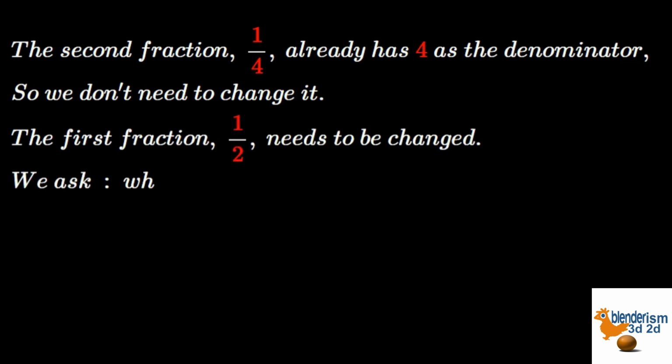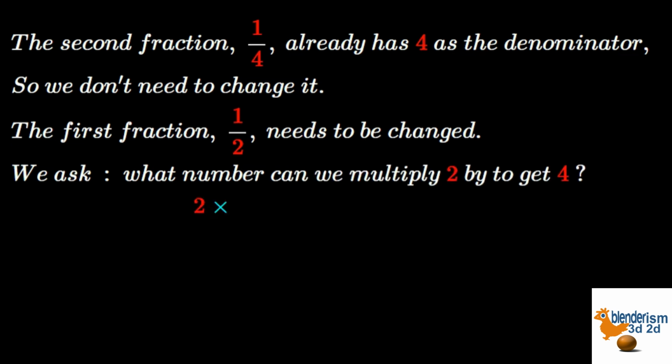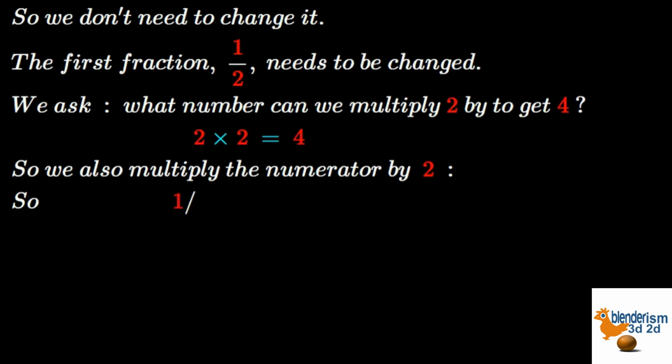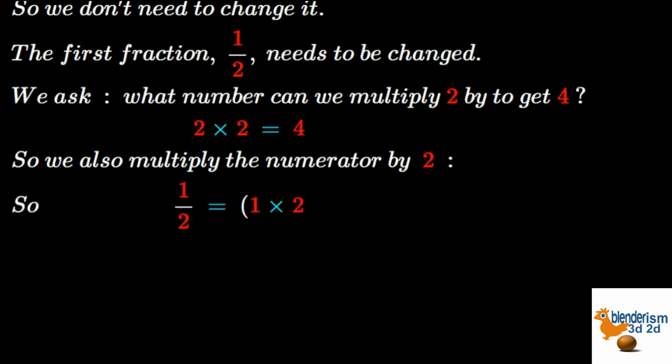We ask, what number can we multiply 2 by to get 4? 2 times 2 is equal to 4, so we also multiply the numerator by 2. So 1/2 equals (1 times 2) / (2 times 2), which equals 2/4.